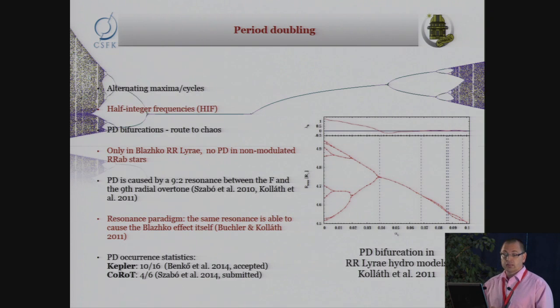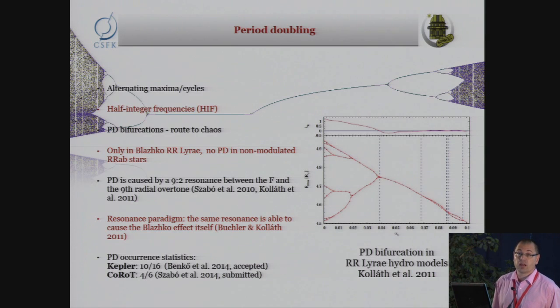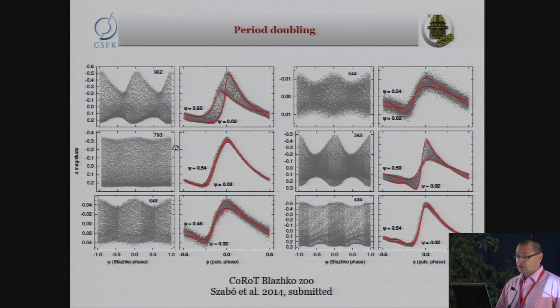And the third thing is that we were able to show that the period doubling is caused by a 9-to-2 resonance, a high-order resonance between the fundamental mode and the 9th radial overtone. And it is even possible to show mathematically that this very same resonance that causes the period doubling is able to create the Blazhko mechanism, the modulation itself. So it's a very important relation, and because of that, it's important to check the statistics. And recently we found with Kepler that out of 16 Blazhko modulated stars, 10 of those show period doubling. And recently we were able to add 4 new candidates from CoRoT, and that's what I'm going to show you.